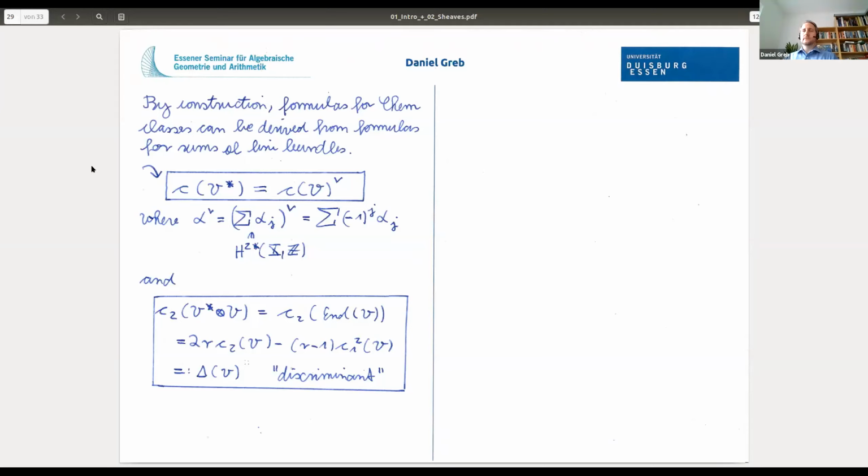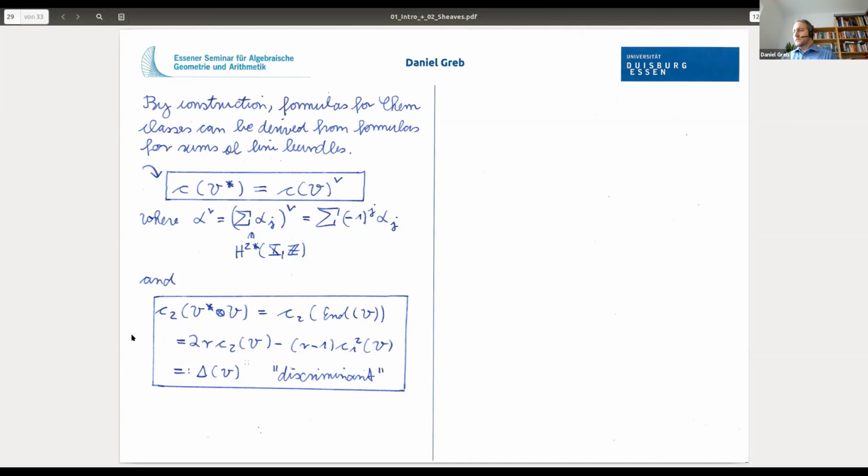So if you play around with this a little bit, you come to computing the second Chern class of an endomorphism bundle, or in other words, V star tensor V, so C2 of End V, and you get the following formula. If you take a vector bundle V, you compute the second Chern class of End of V, then it's 2 times the rank R times C2 of V minus (R minus 1) C1 squared of V. And you call this the discriminant of your vector bundle V.